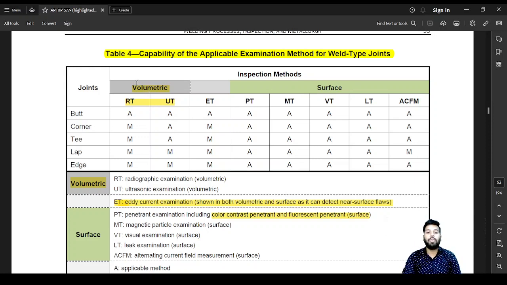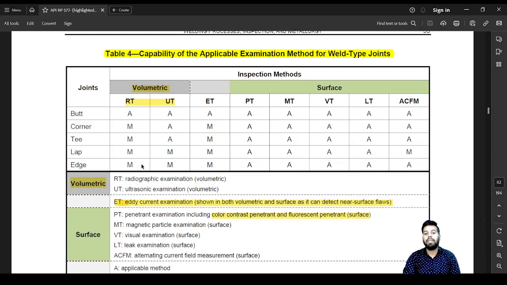In corner joints, you cannot do RT. It is marginally applicable, and that means not 100% inspection can be done. But yes, you can do some inspection, but not 100% can be inspected. But UT can be done. Same thing with other testing also. PT, MT can be done on any interface or any product form, provided that the defect is on the surface or subsurface. T joint, again RT would not be done, but UT can be done. Lap joint, RT cannot be done, UT can be done.